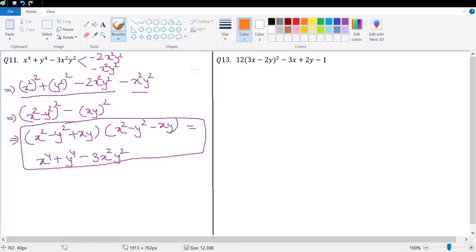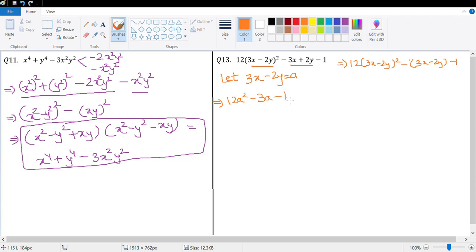Next one, question number 13. So 3x minus 2y here. I notice if I take negative 1 common, I have a 3x minus 2y here as well. So let's take it common. So 12 times 3x minus 2y the whole square minus 3x minus 2y minus 1. So if I take 3x minus 2y as another variable, I will end up with a quadratic expression. Let 3x minus 2y is equal to a. So what we get is 12a square minus 3a minus 1.